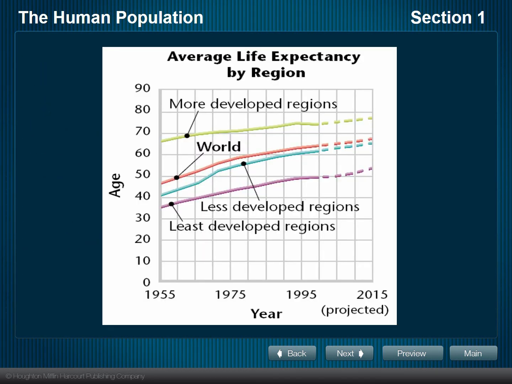The graph shows the average life expectancy worldwide has increased to more than 67 years old, but new threats such as tuberculosis and AIDS are becoming a concern as populations become denser.